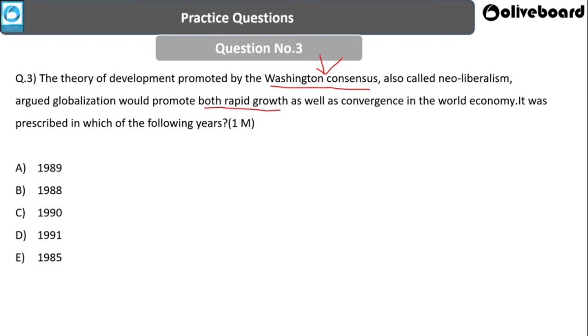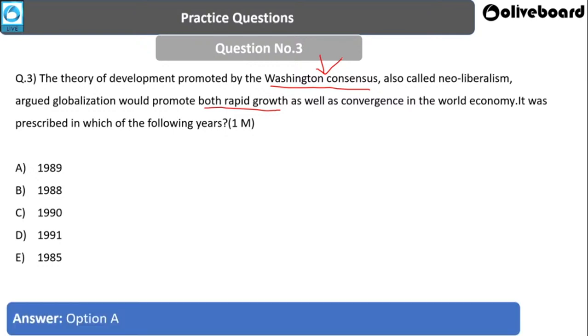What is the year in which we have seen the Washington Consensus? So these are very close years, so there's every chance of getting confused. Remember, the answer for this question is 1989. The Washington Consensus was achieved in the year 1989, just before 1990, right?